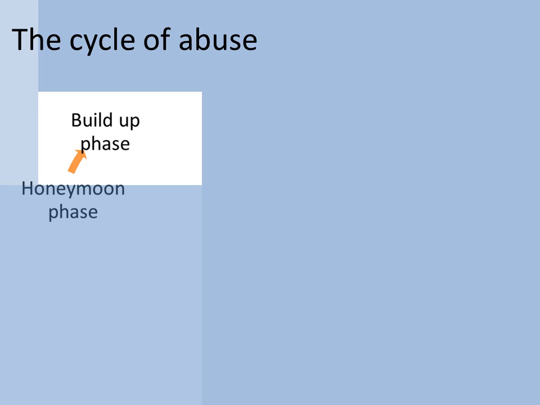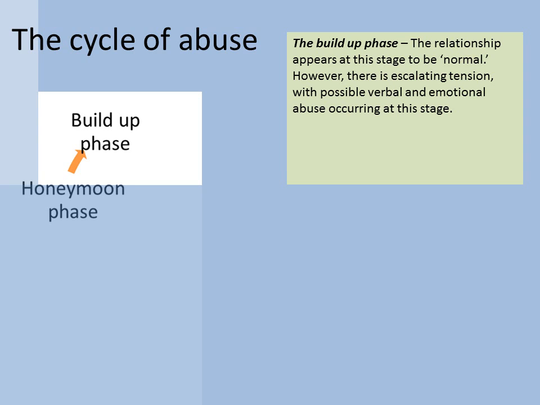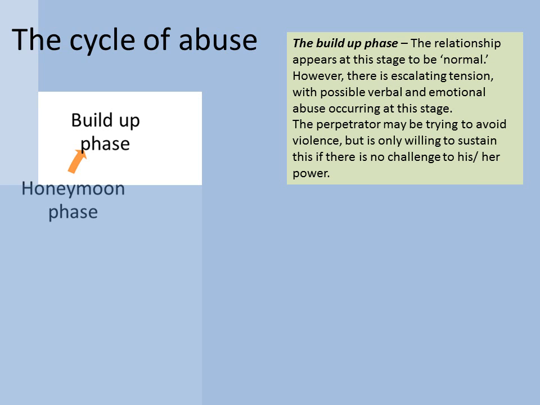Okay, I'm going to show you a cycle of abuse. It begins with the honeymoon phase, where things are happy, they seem really happy. It's a nice space here, people are in love. Let's move on. There's then a build-up phase. During this phase, the relationship still appears to be normal, but there's this tension building up, escalating, maybe some verbal and emotional abuse occurring at this stage, but the tensions are getting higher, and the perpetrator might be trying to avoid physical violence, but is only willing to sustain that if there's no challenge to his power or her power.